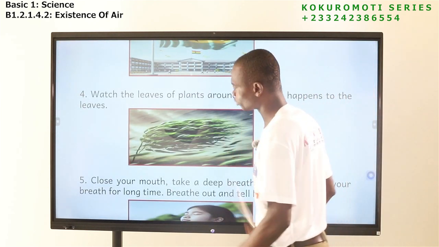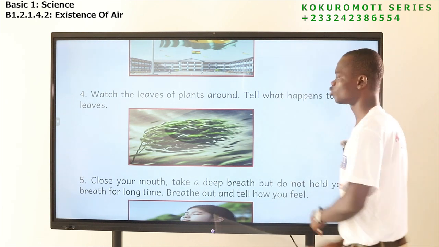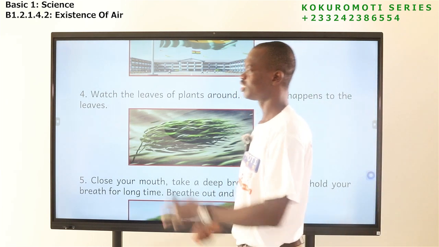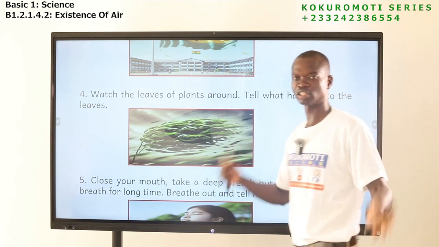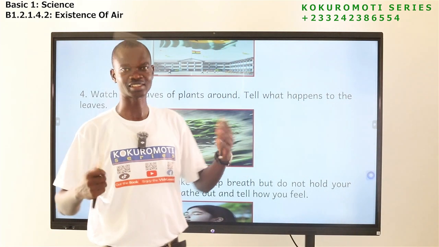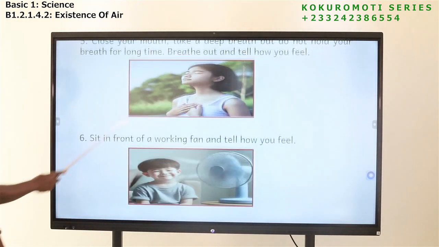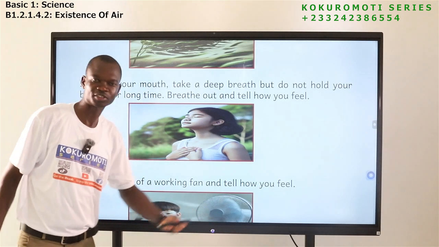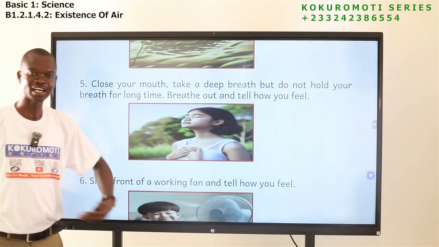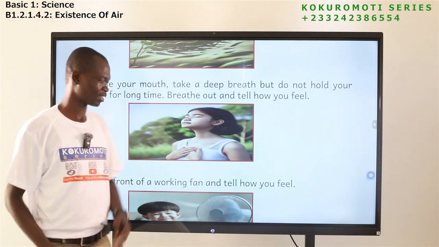This is a tree. The tree is moving because of what? Air. The air is blowing it. So even if you go to the farm, you go to the bush, the trees over there, you see that they will be what? Moving. They will be waving, and that is a sign that air is present over there. The next one is this. You breathe in and then you breathe out. So you see that process or that activity tells you that yes, there is air.